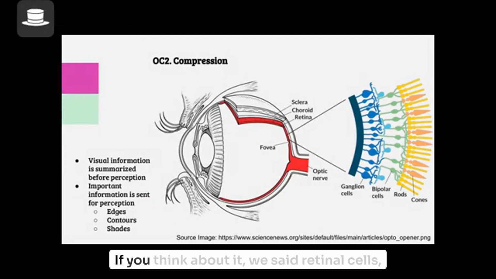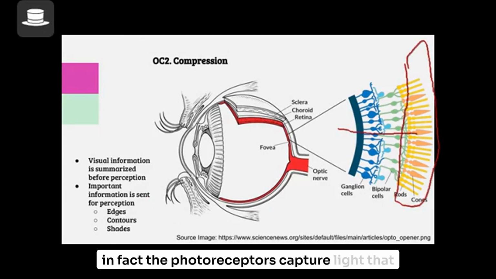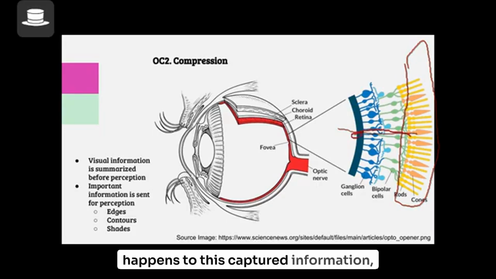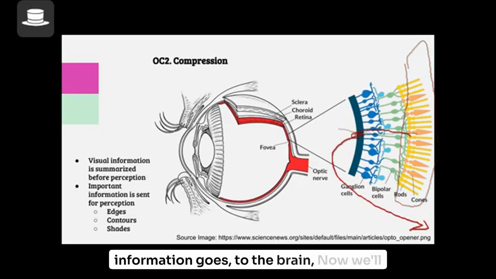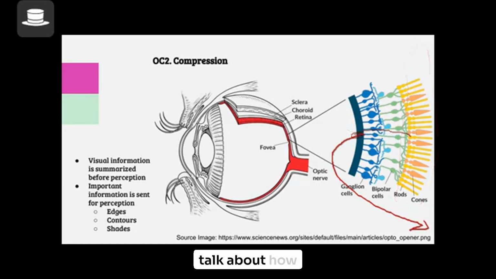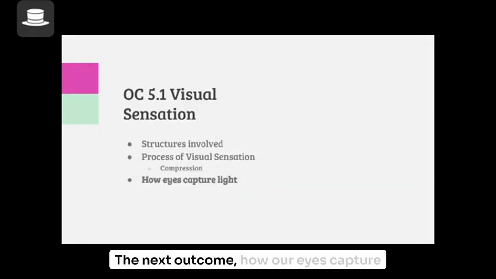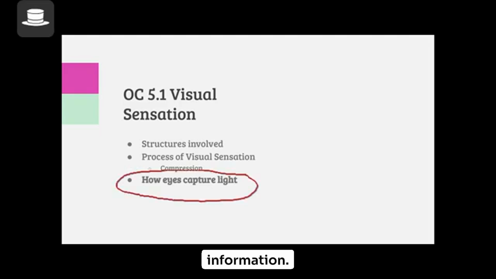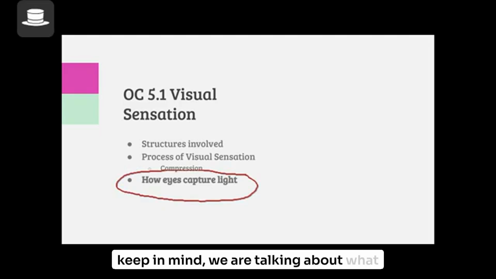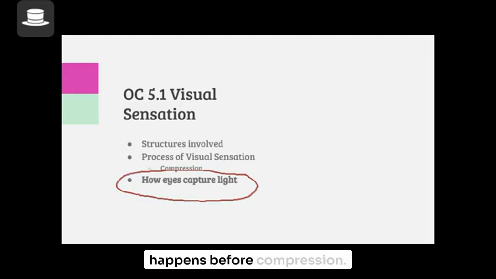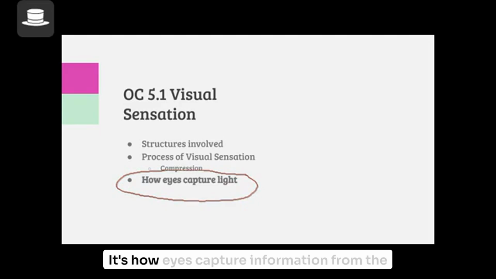Identification. If you think about it, we said the retinal cells, in fact, the photoreceptors capture light. That is sensation. Then we talked about what happens to this captured information. Information goes to the brain. Now, we'll talk about how information is captured by your retinal cells. The next outcome, how eyes capture information. Keep in mind, we are talking about what happens before compression. It's how eyes capture information from the external world.